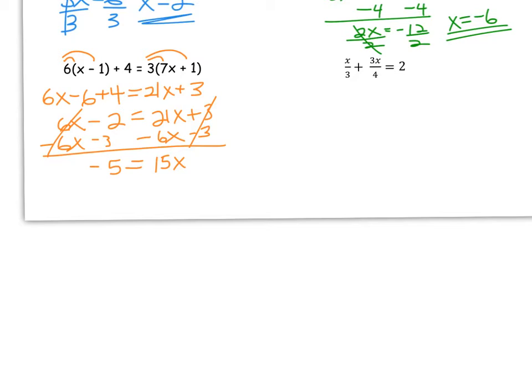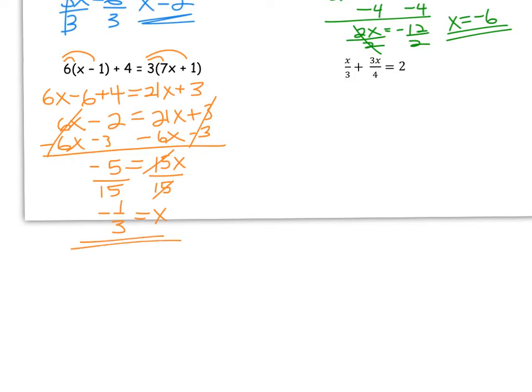Now be careful on this. I have a lot of kids that would tell me this equals negative 3. If you actually get x by itself, you're going to divide by 15. And 3 is going to be in part of the answer, but it isn't negative 3, it's negative 1/3. Just watch that detail, and it'll save you some points at the end of the day.